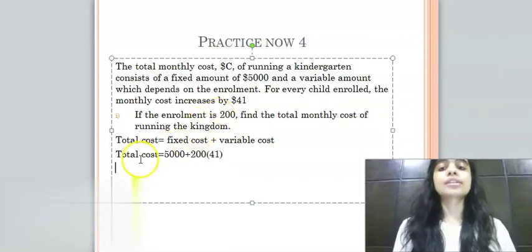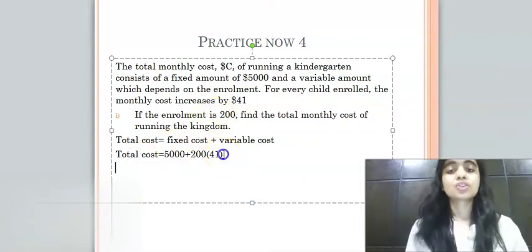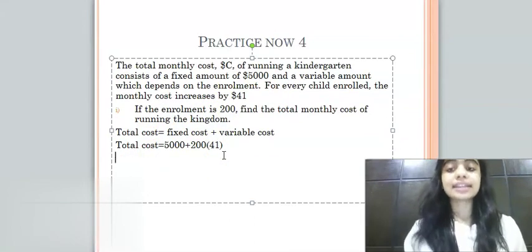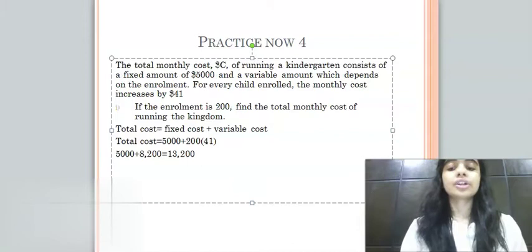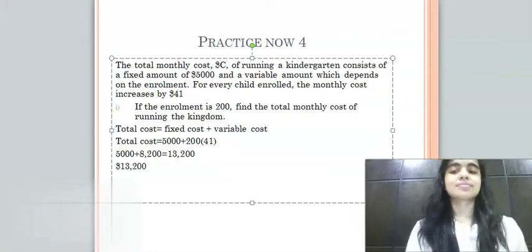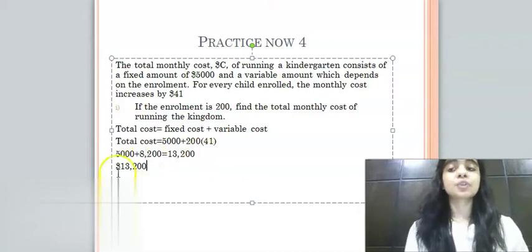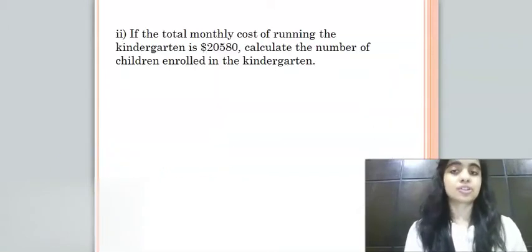Alright, now let's work this out. Okay, so 200 multiplied by 41 gives us 8,200. So we will write 5,000 plus 8,200, and then this will equal 13,200. So this is our answer. So $13,200 will be the total cost. Alright, let's move to the next part of this question.